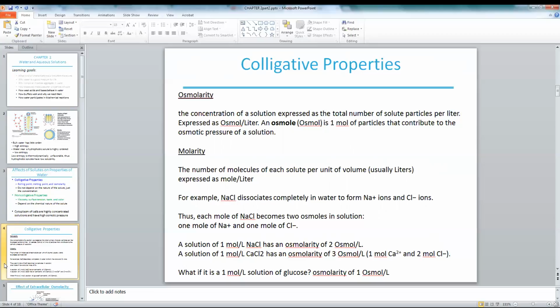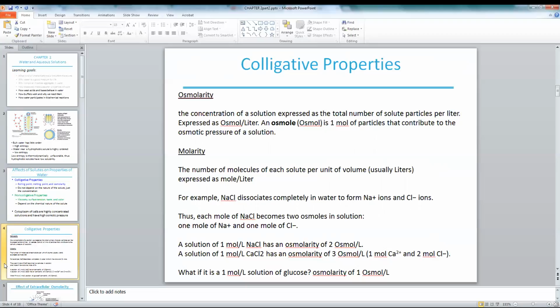Thus, for each single mole of sodium chloride in solution, that becomes 2 moles of particles: 1 mole of Na+ and 1 mole of Cl-. One way to think of that is if I have a solution that's 1 molar NaCl, it's going to have an osmolarity of 2 osmoles per liter. By comparison, if I take a look at something like calcium chloride, a solution of 1 mole CaCl2 is going to have an osmolarity of 3 osmol per liter because 1 Ca2+ ion is generated as well as 2 chloride ions. Now what if it's a 1 mole per liter solution of glucose?